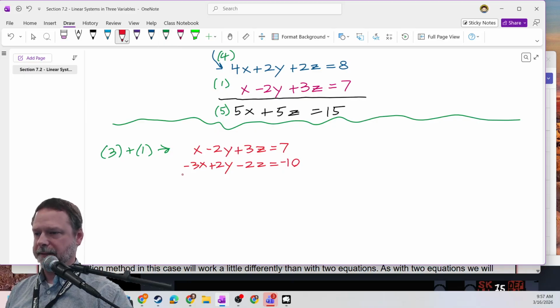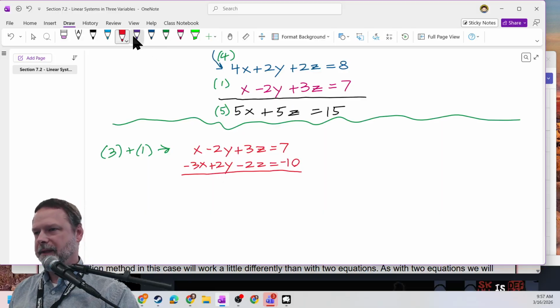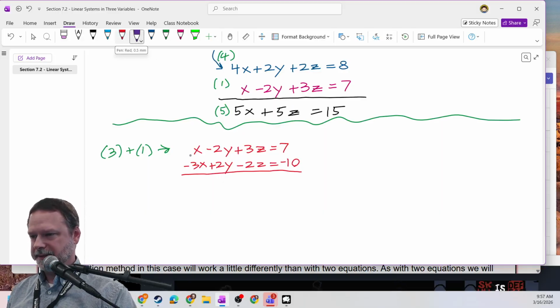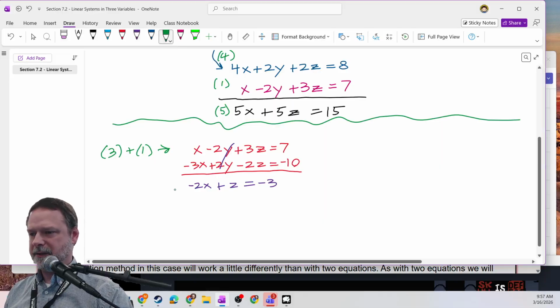So what do we get here? Okay. What are we getting? Let's see. x plus negative 3x is negative 2x. 2y and negative 2y is 0. 3z minus 2z is 1z equals negative 10 plus 7, which is negative 3. There we go. So now I have yet another equation. We'll call it equation 6.